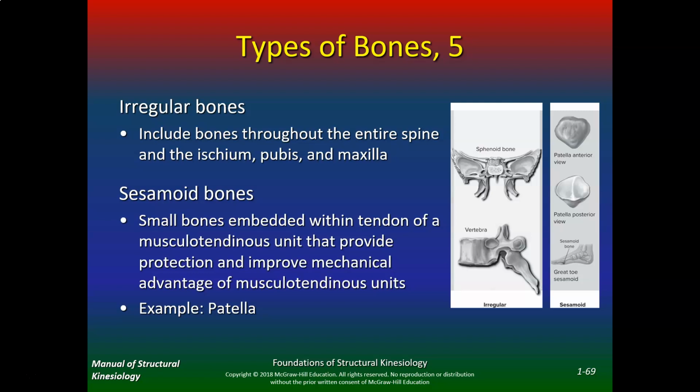Now, sesamoid bones are small bones embedded within the tendon of a musculotendinous unit that provide protection and improve the mechanical advantage of the musculotendinous unit. So take the patellar tendon, right? The patella improves the mechanical advantage of the quadriceps tendon. So that's the patella right there. Anybody fracture their patella before? If you land on your knee, you might have a fractured patella.